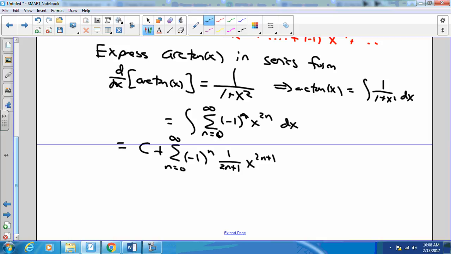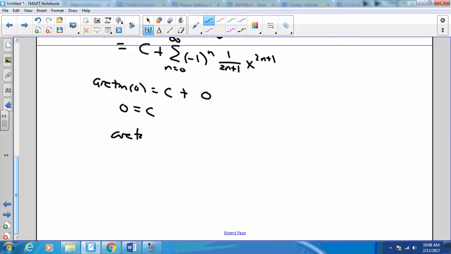To find that value of c, we're going to use the known value at the center of convergence. Arctan of 0 is c plus nothing. Notice that for all n, my terms will all be 0 at the center. So that I get 0 equals c, and I have my series representation. Arctan x equals the sum n equals 0 to infinity of negative 1 to the n, x to the 2n plus 1 over 2n plus 1.